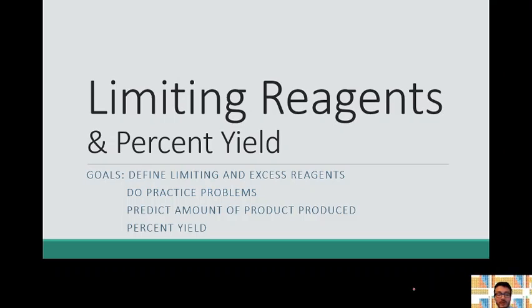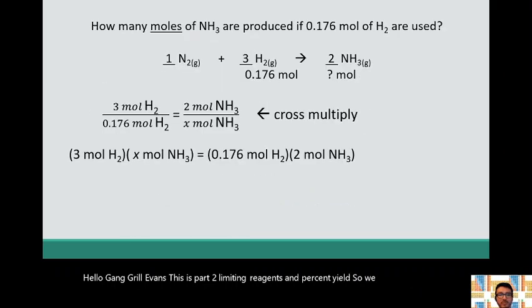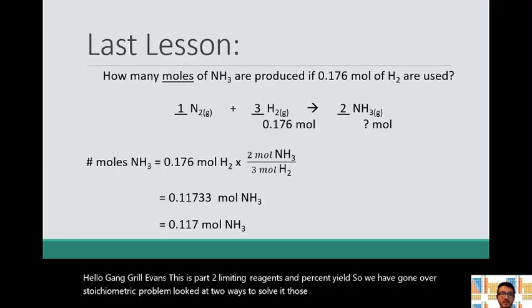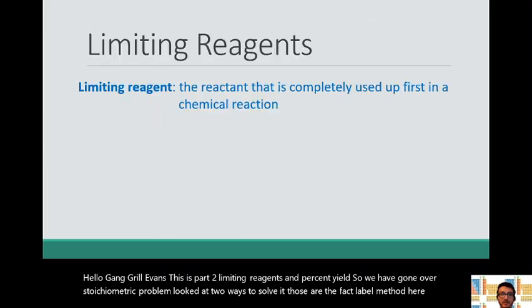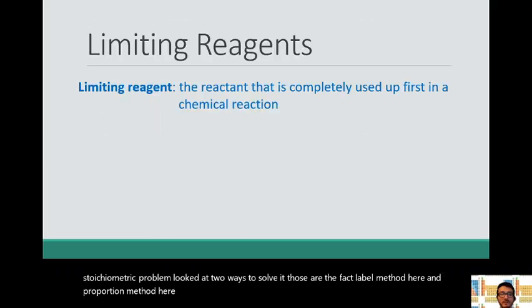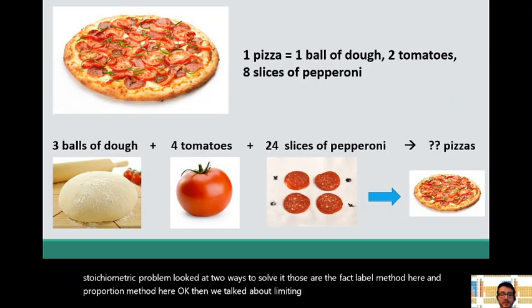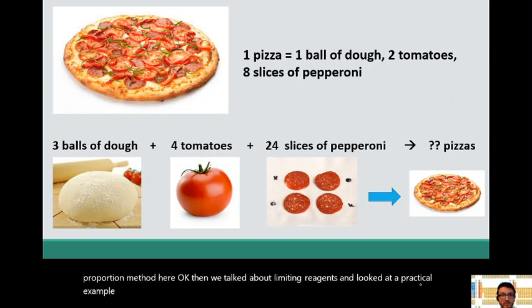Hello again, grade 11s. This is part 2 of limiting reagents and percent yield. So we have gone over a stoichiometry problem, looked at two ways to solve it. Those are the factor label method and the proportion method. Then we talked about limiting reagents and looked at a practical example to figure out which one will be our limiting reagent and which one will be our excess reagent.